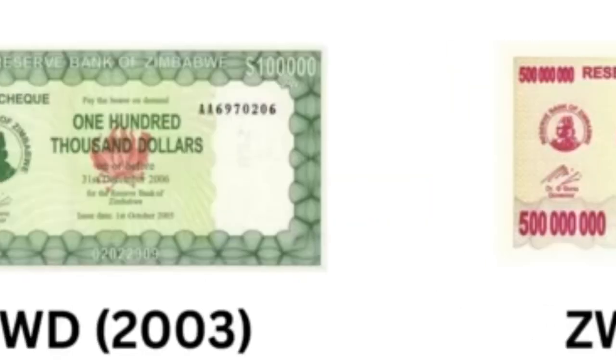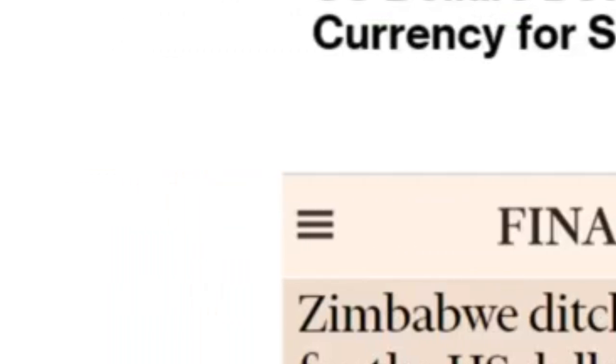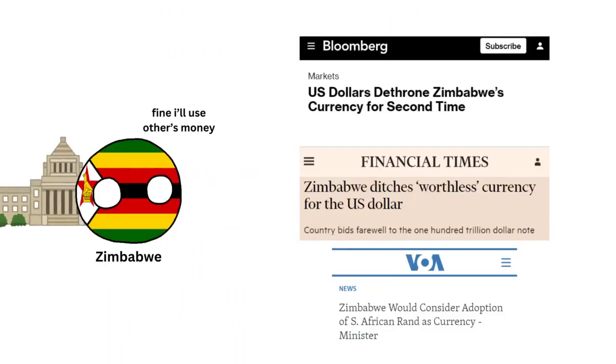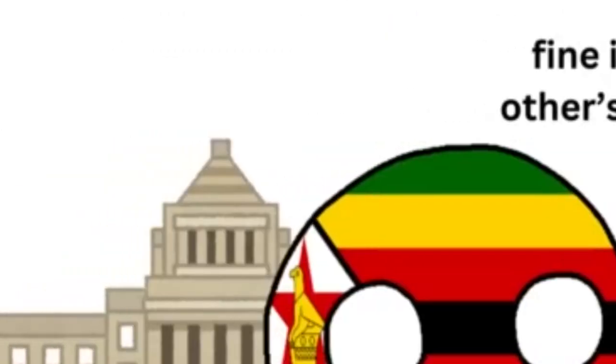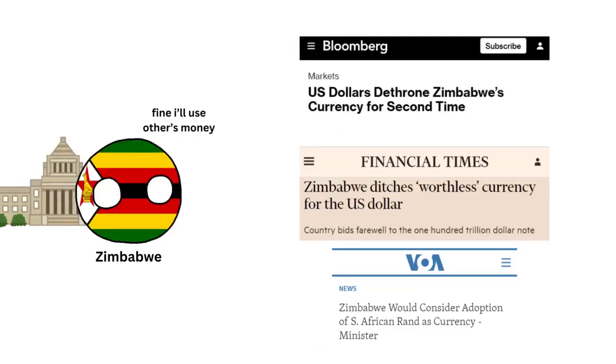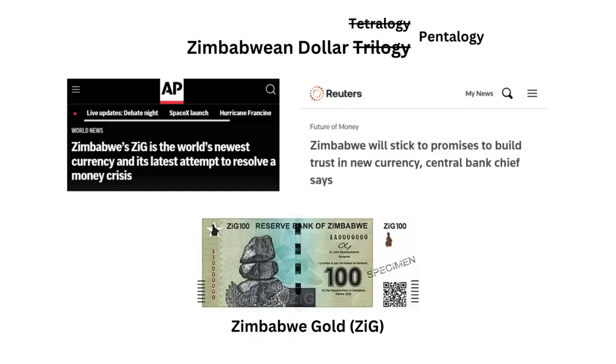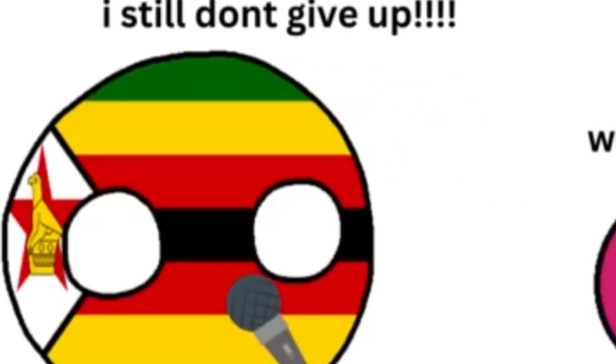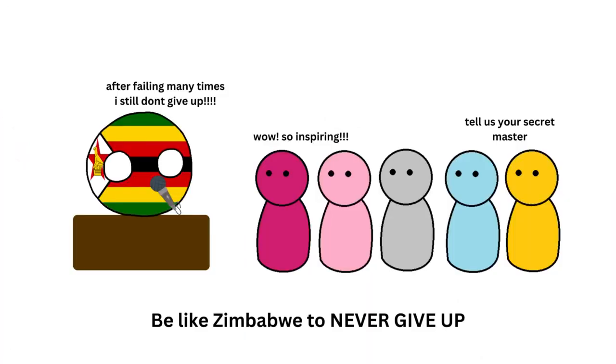The government tried to fix it by changing the currency several times. In the end, they gave up and started using more stable foreign currencies, like the US dollar and the South African rand. Uses of Zimbabwe trying to get back their original currency. So plus 1 point for never giving up to Zimbabwe.